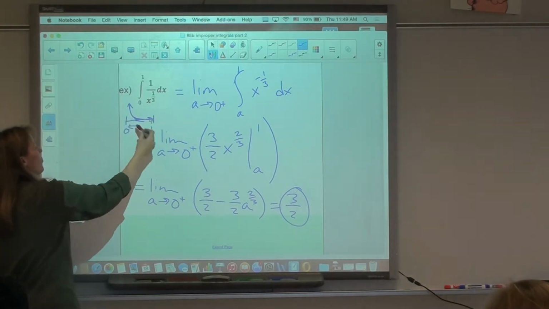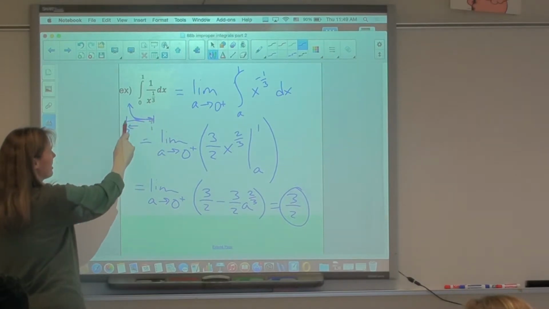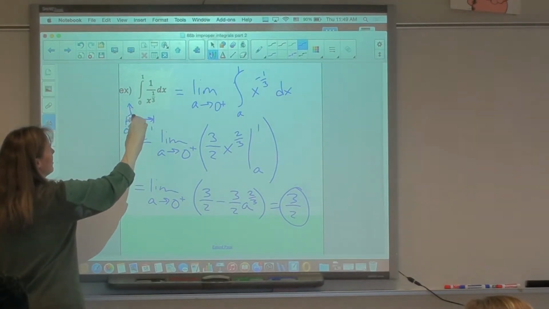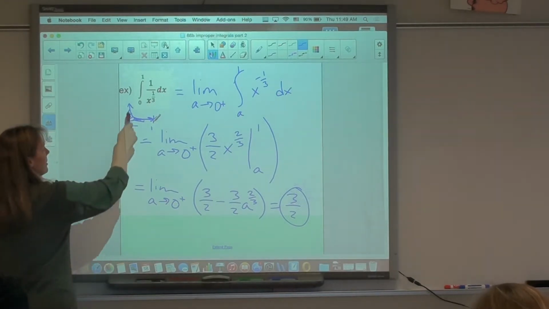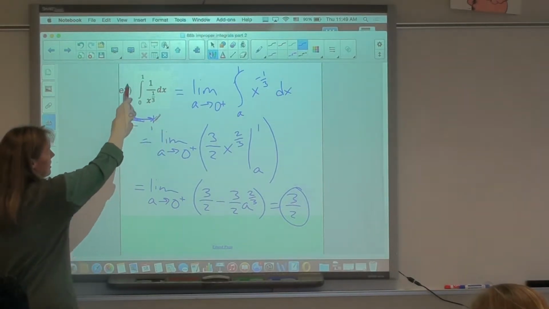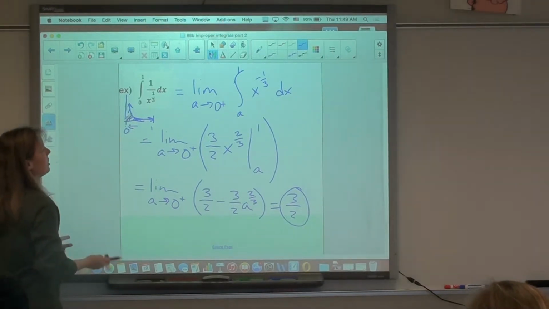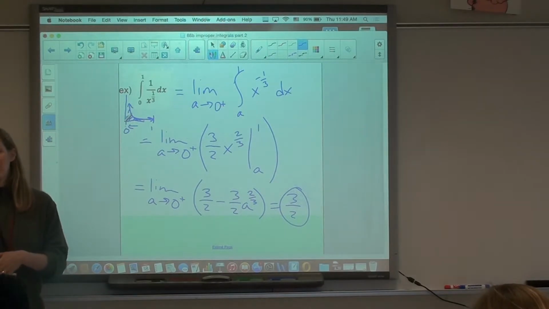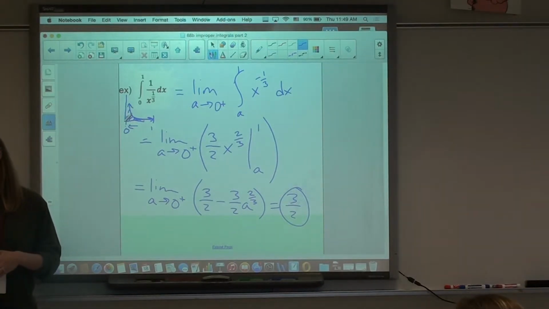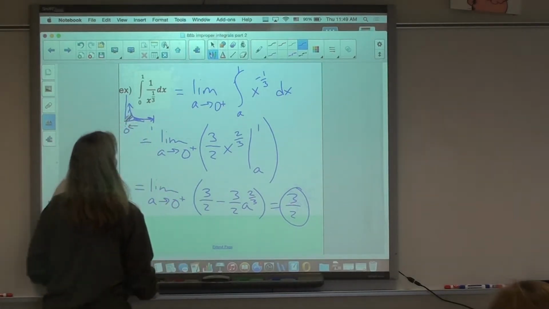If we approached from the left, it wouldn't make any sense. To get the integral from 0 to 1, we're talking about the area under the curve from 0 to 1. And so you have to approach from the right to get whatever that value is. And it's weird because sometimes that area is going to be finite and sometimes it's going to be infinite. So you have to just do the integral to figure out which way it's going to go.